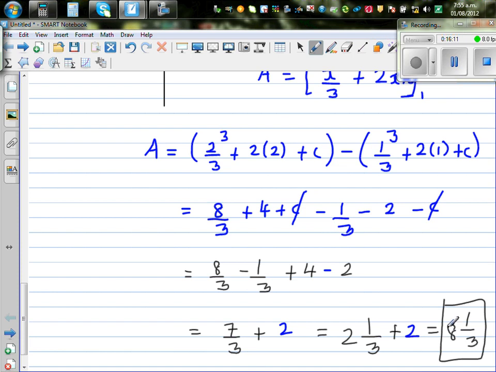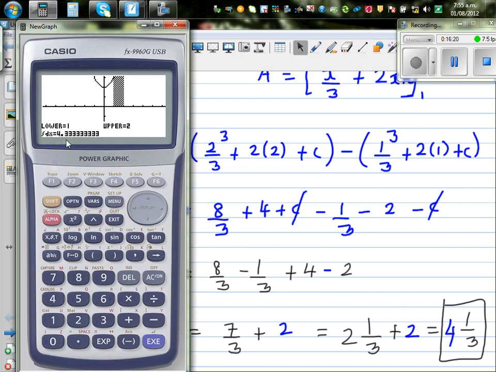Okay, and finally I can confirm my answer. This is 4. So this is 4 1/3. So let's check it. This is 4 1/3. The area between 1 and 2 is 4 1/3.